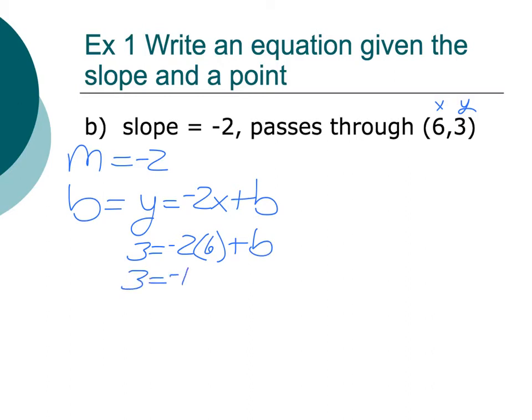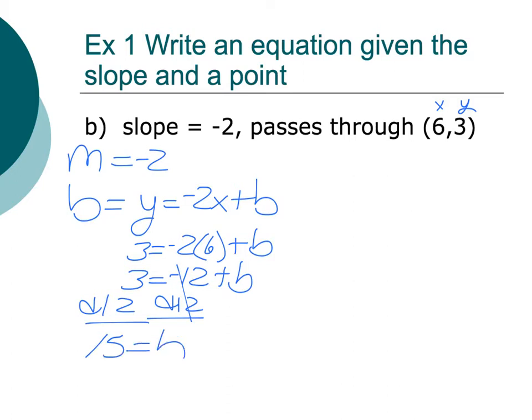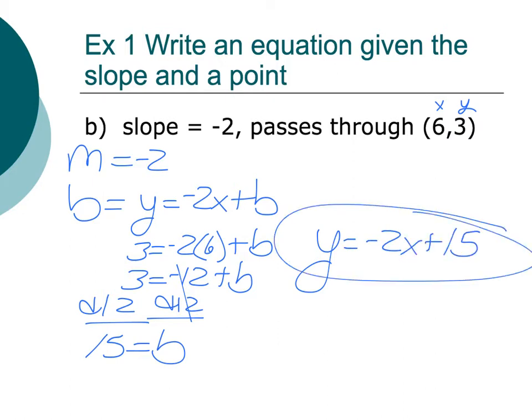3 equals negative 12 plus b. I'm going to add 12 to each side to get rid of a negative 12. 12 plus 3 tells me that b is 15. Your final answer is writing it as an equation. Y equals negative 2x plus 15.